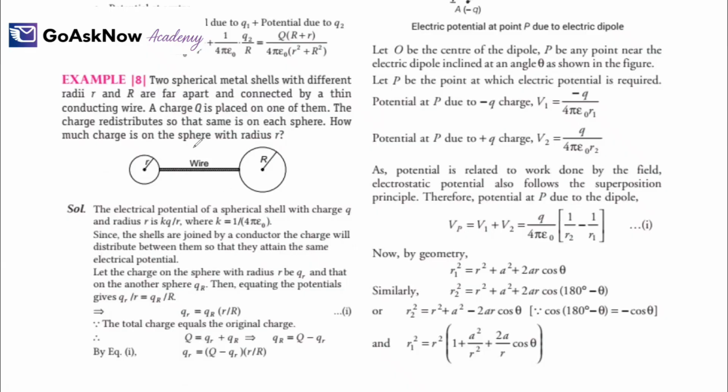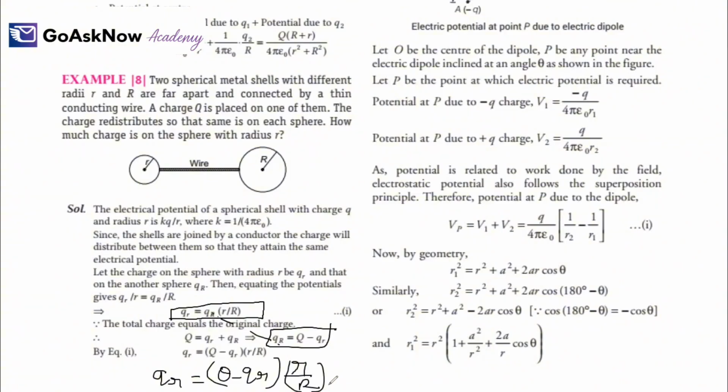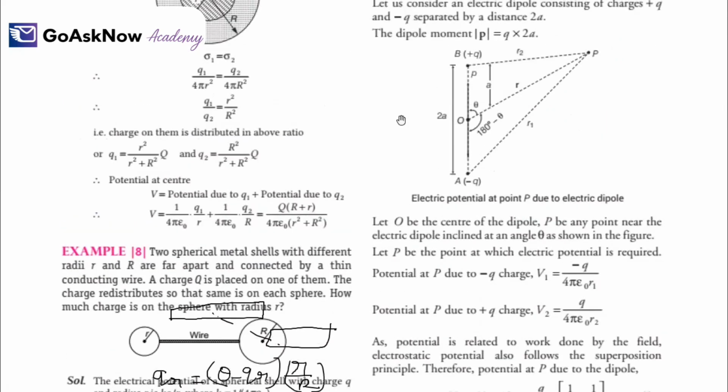So this is by equation 1 only. Here you can see that by the equation you have small qr equal to capital Q into small r by capital R. So substitute your qr value in this. If you substitute here, you will get Q minus small qr, into small r by capital R. I have substituted the qr value only here. After substitution, you will get the equation like this, and then just see the next point.